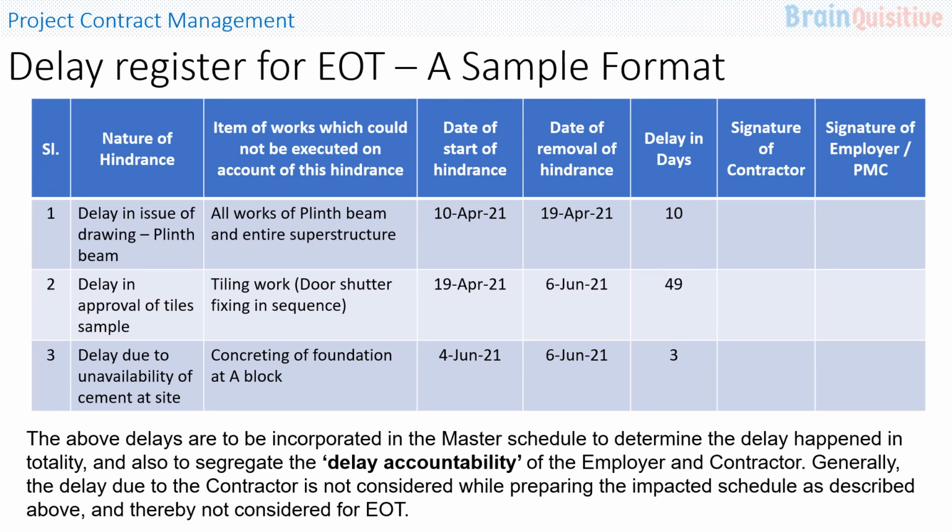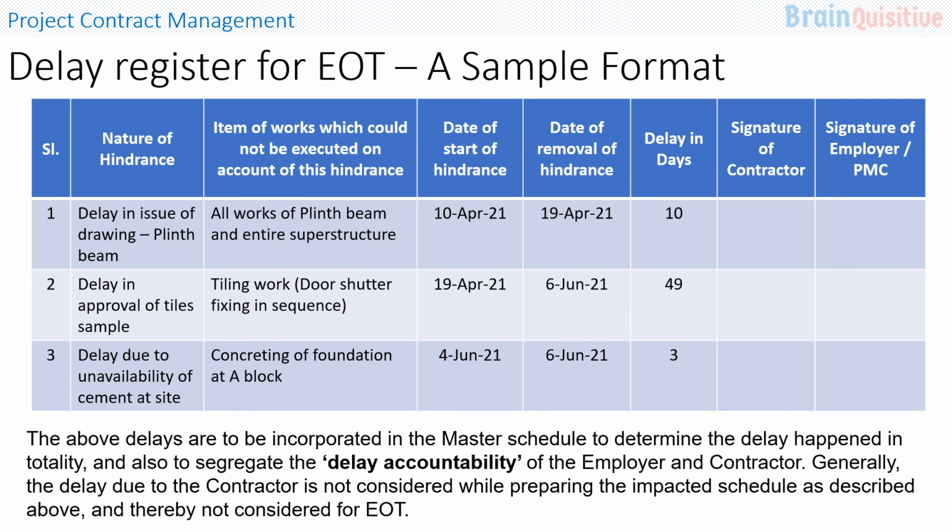In the first column, the serial number; next is the nature of the hindrance. In the first instance, the delay in issue of drawing of plinth beam of a certain building. Items of the works which could not be executed on account of this hindrance are all the works of plinth beam, and naturally if the plinth beam cannot be done, then the entire superstructure above it is also delayed. So we have mentioned the date of start of hindrance, which is 10th April 21, and the next is the date of the removal of the hindrance, which is 19th April 21. So here the delay in days is 10 days.